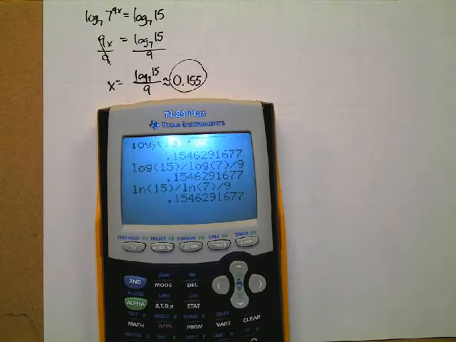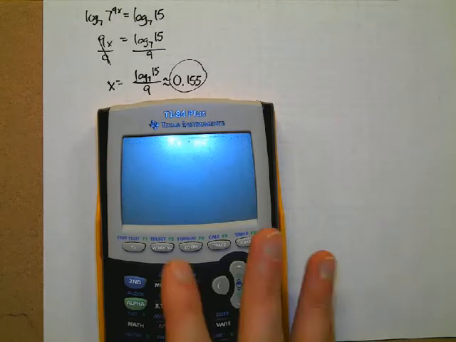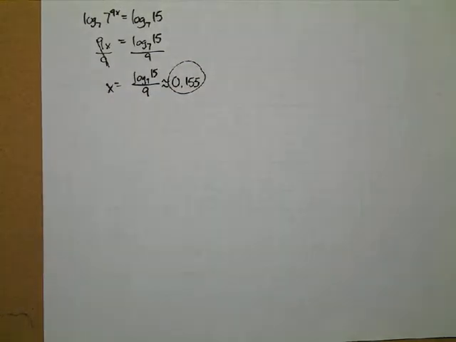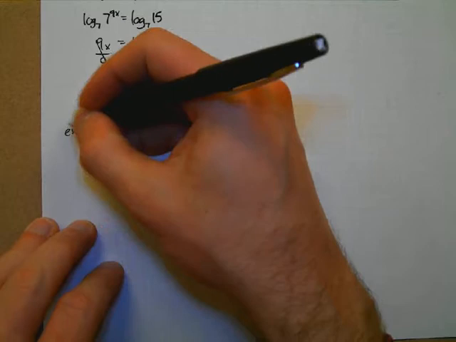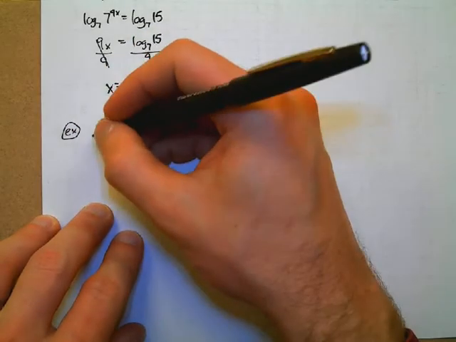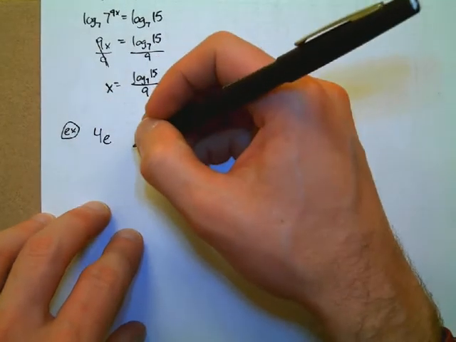Alright. So, there's that. Okay, let's try one more here. So we've got 4e to the negative 0.3x minus 7 equals 13.